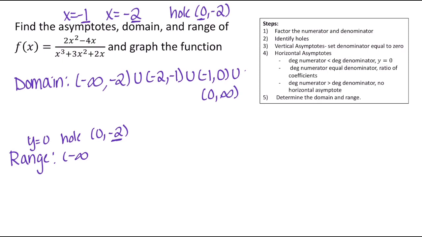This time we're going to look at the y values. So we're going to go from the smallest y value to the biggest. It's going to go from negative infinity to -2, then from -2 to 0, and then from 0 to positive infinity. So these are all the pieces that make up the range of this function.